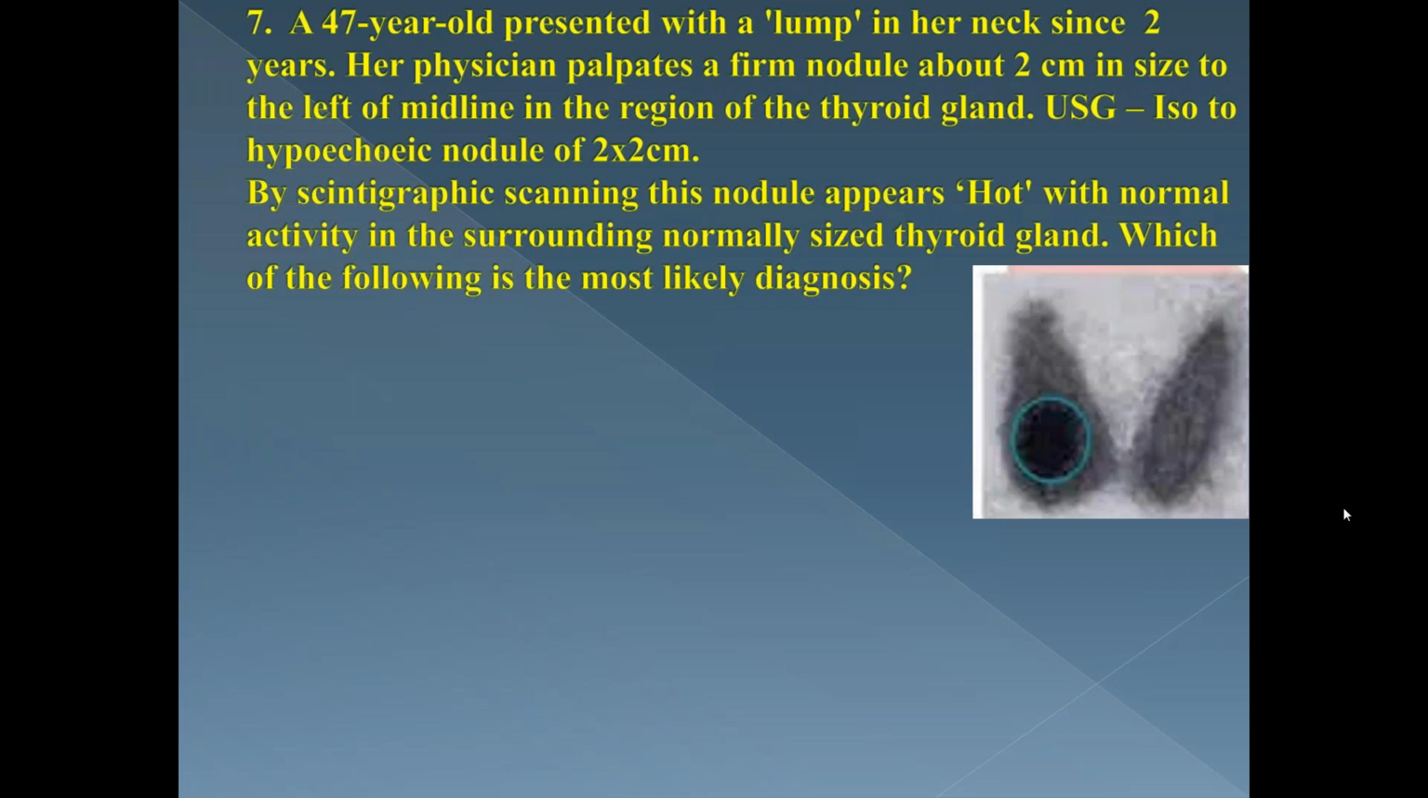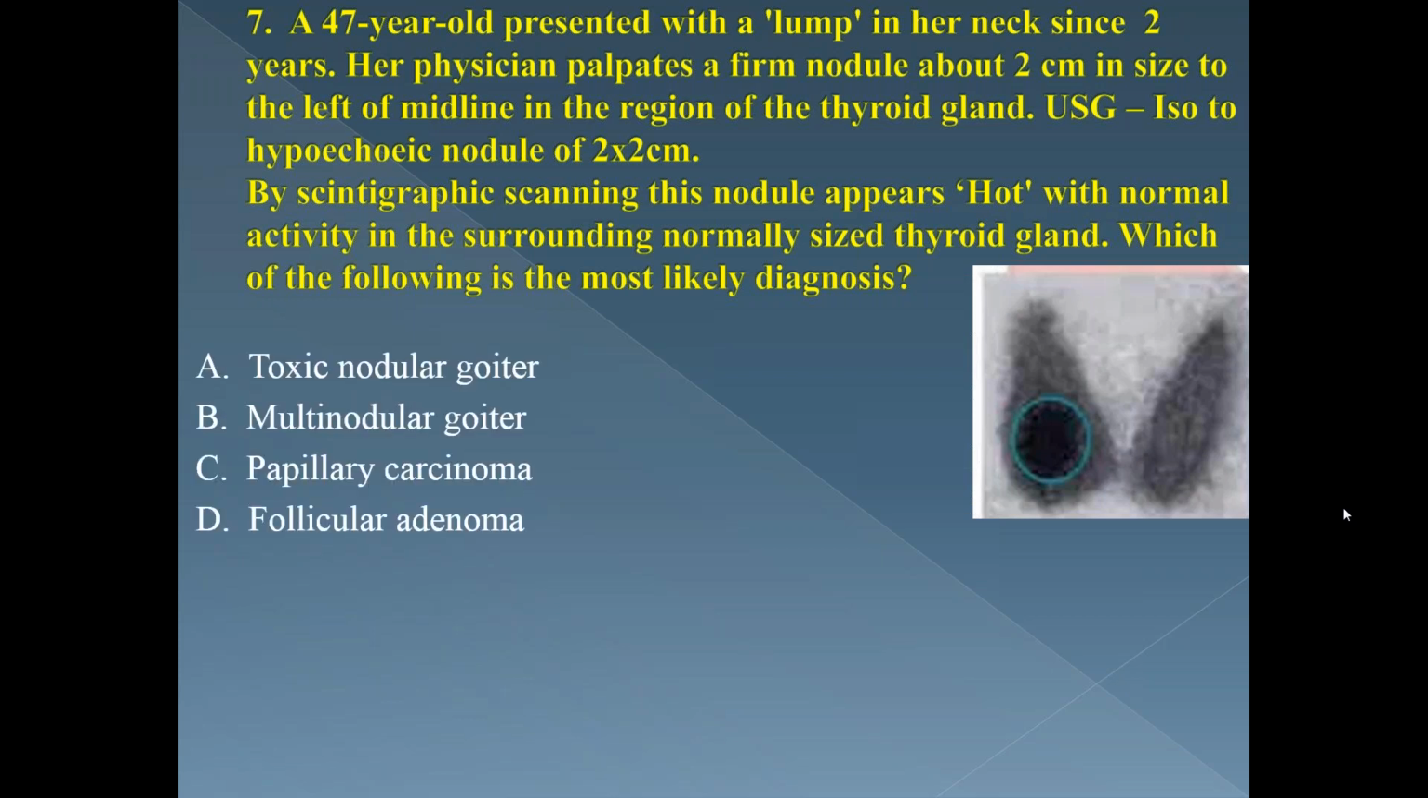A 47-year-old presented with a lump in her neck since 2 years. Her physician palpates a firm nodule about 2 centimeters in size to the left of midline in the region of the thyroid gland. USG shows an iso to hypoechoic nodule of 2 by 2 centimeters. By scintigraphic scanning, this nodule appears hot with normal activity in the surrounding normally sized thyroid gland. Which of the following is the most likely diagnosis? The choices are A, toxic nodular goiter, B, multinodular goiter, C, papillary carcinoma, D, follicular adenoma. And the correct answer is D.